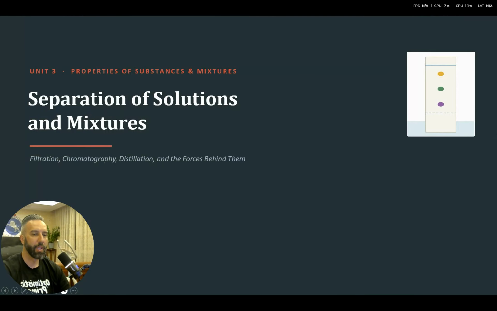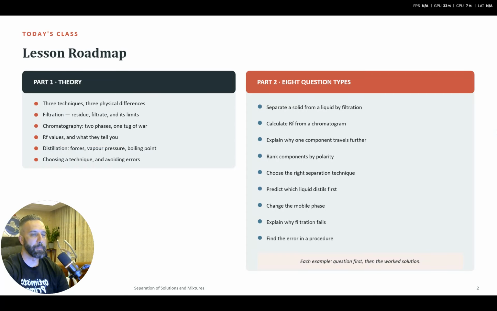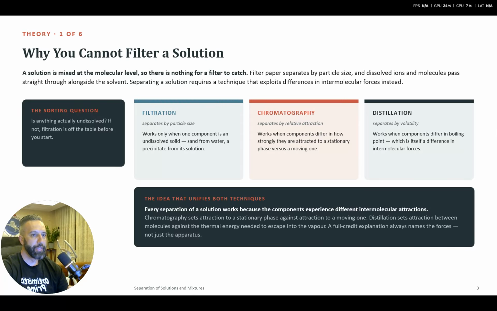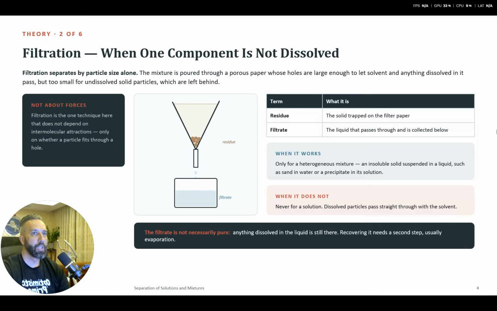Hello again. Today we will talk about methods to separate solutions and mixtures. These are the most common methods: filtration, chromatography, and distillation. Although there is also evaporation, it's often not given as a separate method because it's often considered to be part of distillation.